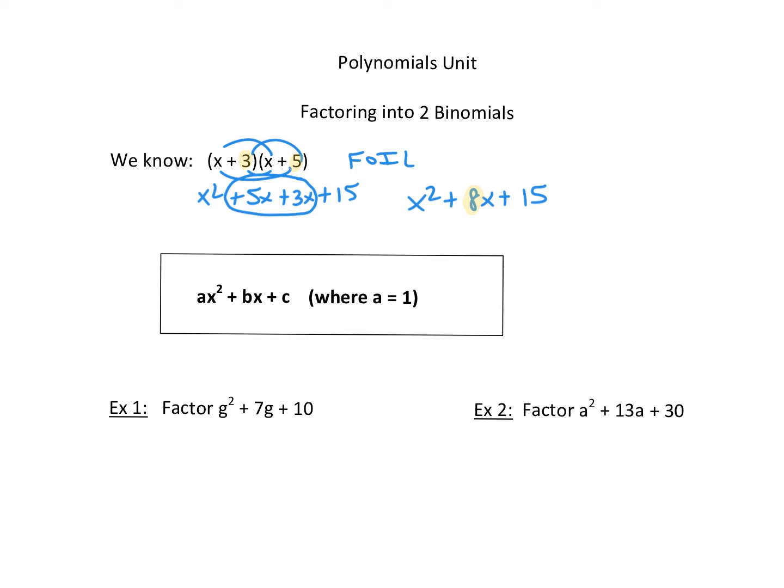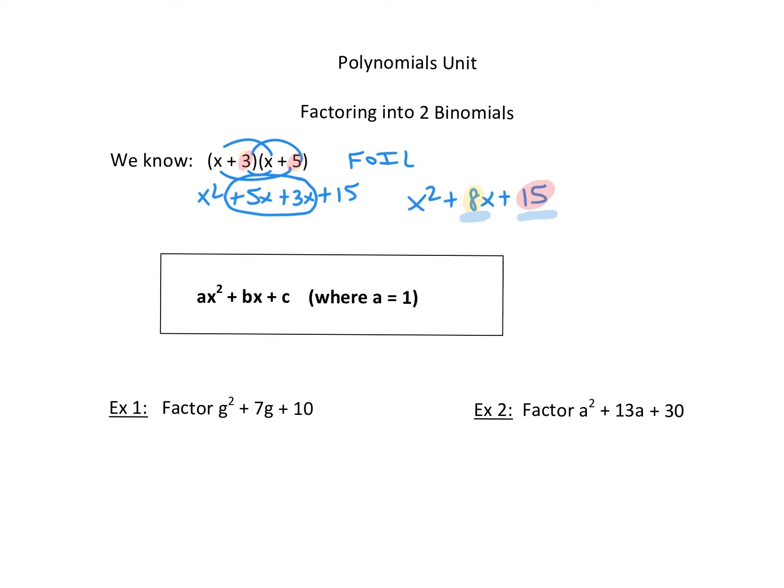Well, if you look closely, the middle term 8x is the sum of 3 plus 5. And if you look at the last term, 15, that's the product of multiplying 3 times 5. So the two numbers that are inside of the parentheses get added to make the answer in the middle and multiplied to make the constant answer at the end.